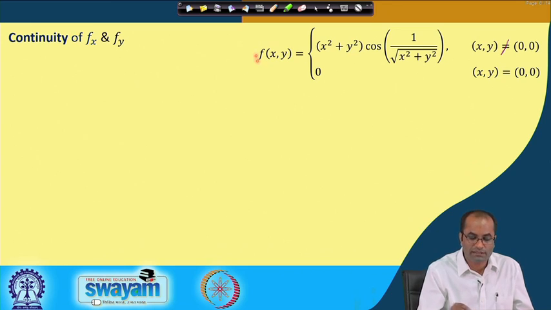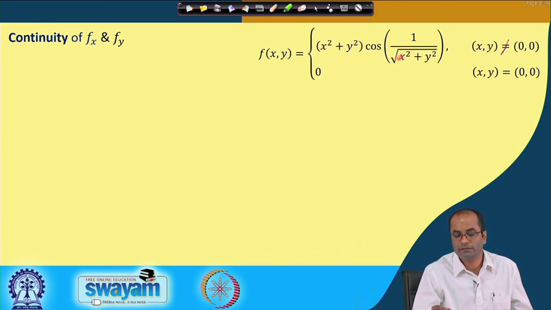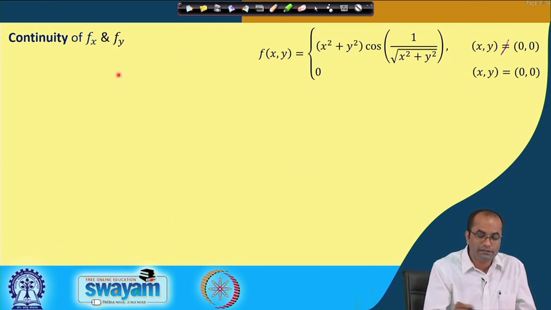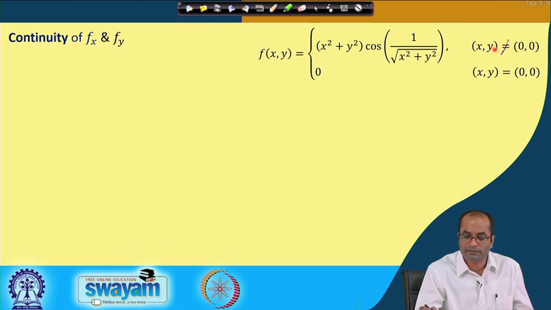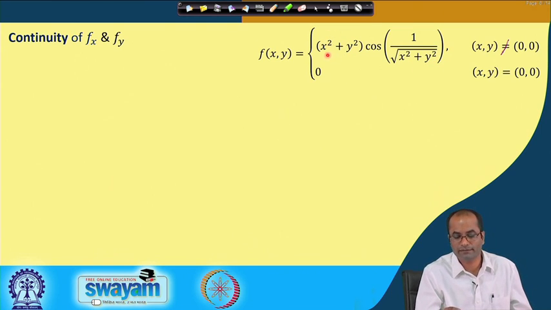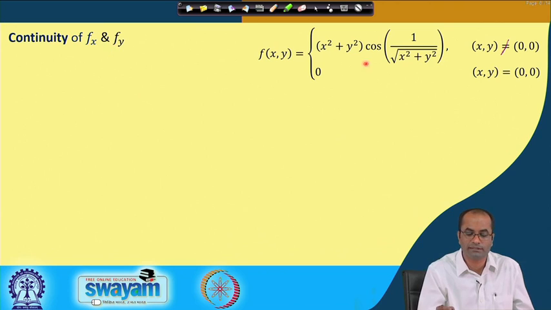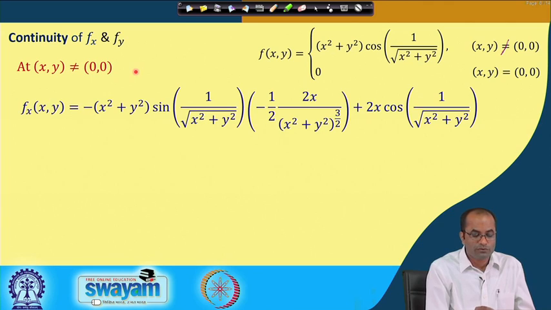We have to compute the partial derivatives at non-origin points, and then f_x and f_y at (0,0), which we have already computed; the value was 0. To get the partial derivative of this function at a non-origin point, we can directly differentiate with respect to x, treating y as constant. So at (x,y) not equal to (0,0), we get this derivative by direct differentiation, treating y as constant.